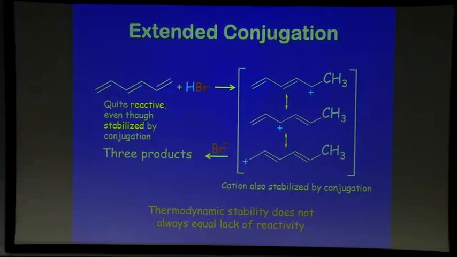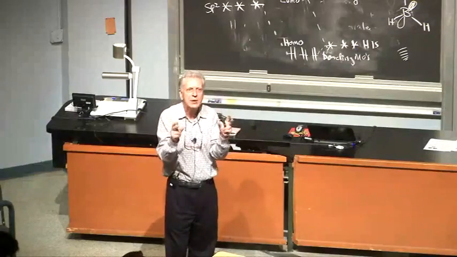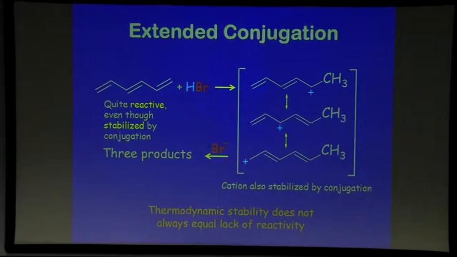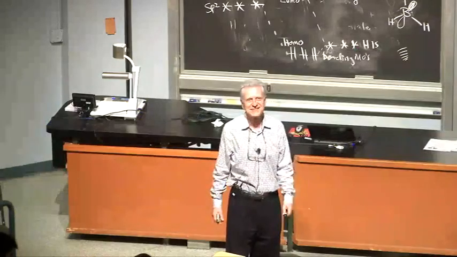Now, can we extend this? Yes. But because extended conjugation to trienes, tetraenes, pentaenes, while it imparts even further thermodynamic stability, every conjugated double bond, every one of these bonds here, gives you an extra 3 to 4 kilocalories per mole, the systems become more and more reactive. Really bizarre in a way, okay?